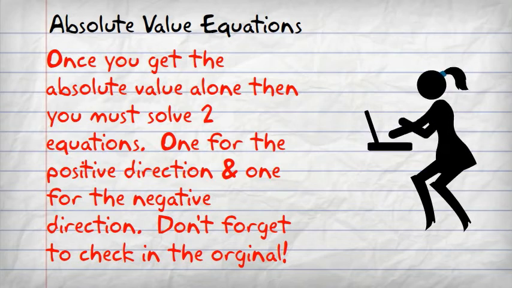Next is absolute value equations. Here you want to get the absolute value alone first, and then solve two equations, one in the positive direction, one in the negative direction. Don't forget to check here too.